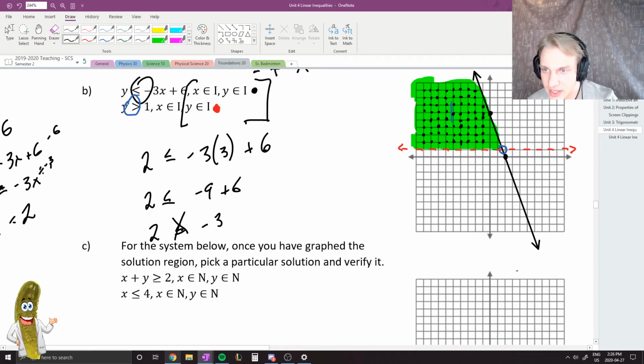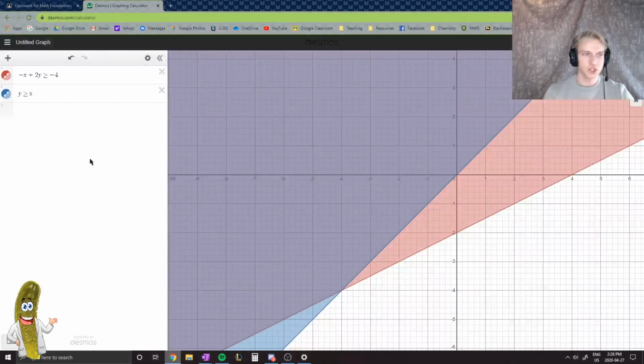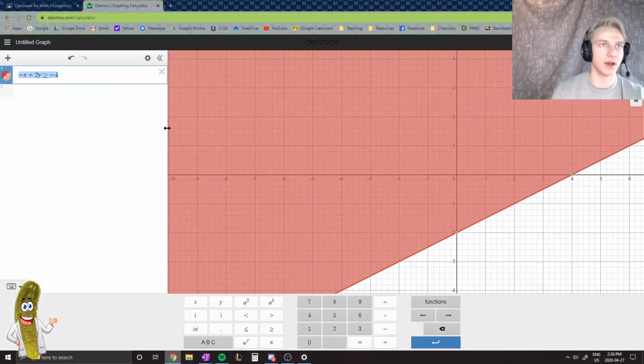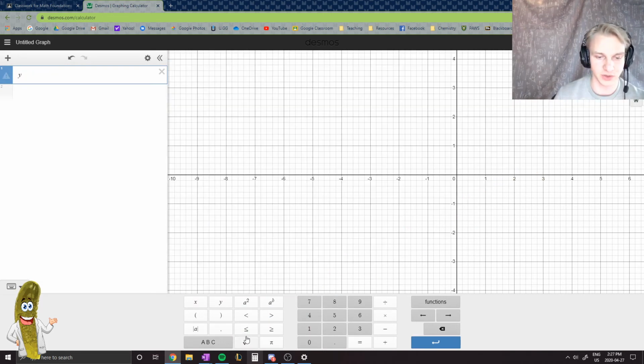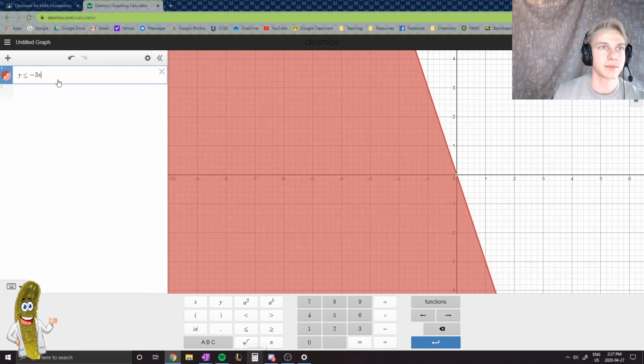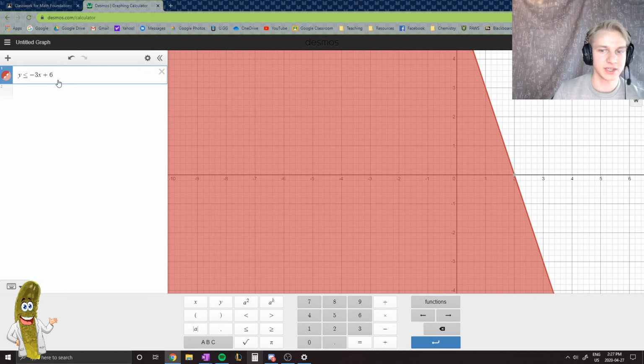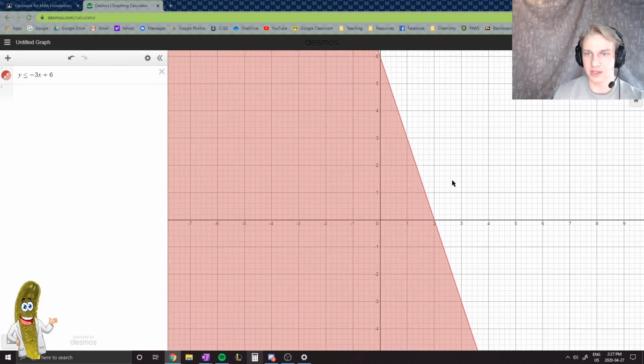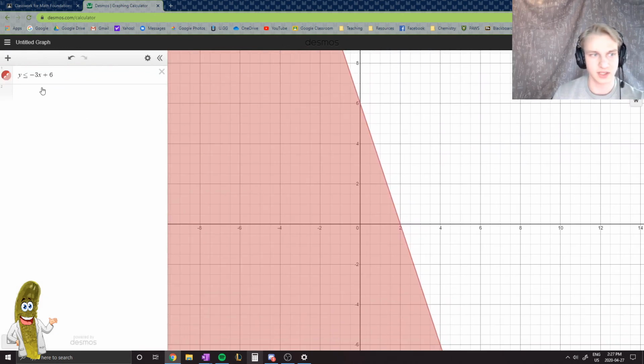I would also fill in any of these values here because they fit within, and then I'd also fill in this value. So we can check those two equations on Desmos and just confirm that we were in fact correct. The first equation was that y is less than or equal to negative 3x plus 6. That's that graph there. That looks about what we graphed previously, so that's good.